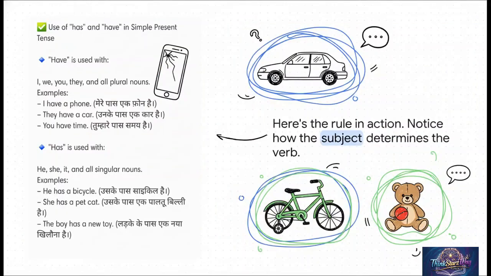So let's see how this actually works in a real sentence. Check out the pattern here. I have a phone. They have a car. See? The subjects I and they are in that have group we just talked about. Now let's look at the other side. He has a bicycle. The boy has a new toy. Since he and the boy are both singular, boom, they get has. It's a really consistent pattern once you see it.